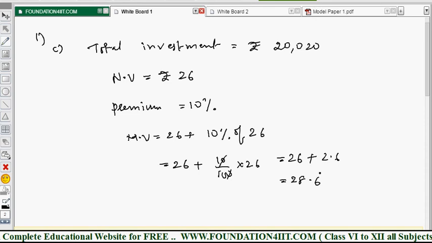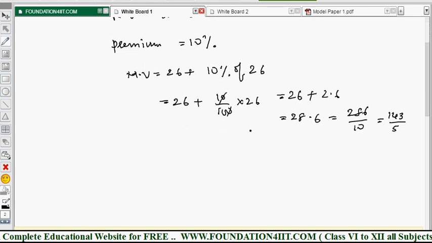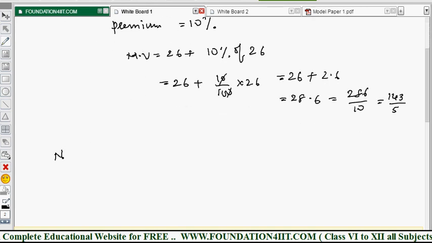You can write that as 286 by 10 also. If you want to convert into fractions, 286 by 10 is 143 by 5. You can use this for calculations in the next step, that's why I convert into fractions. So market value is this. Now the number of shares. The first question is the number of shares. So the number of shares formula is total investment by market value of one share.